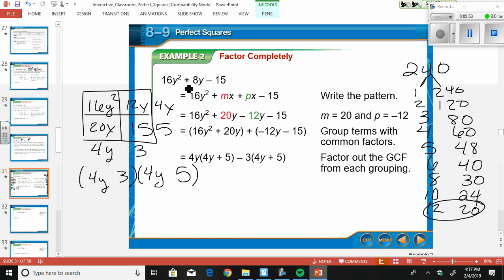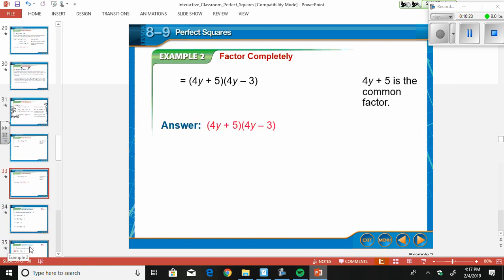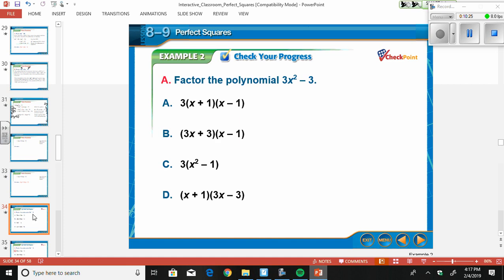And then everything, let's see, we need a positive 20 and a negative 12. A positive 20 means the 5 times the 4y is positive, and the negative 3 times the 4y is negative. That'll give us negative 15 as well. They did grouping. Of course, you can do it this way. And they got 4y plus 5 times 4y minus 3. Just like we did. So you can do it either way.